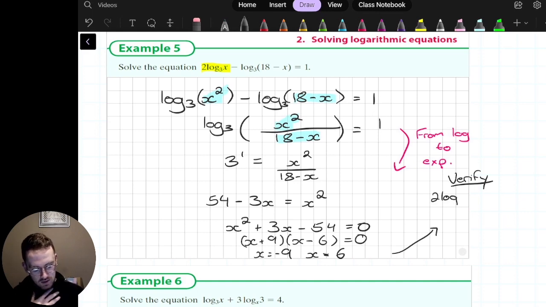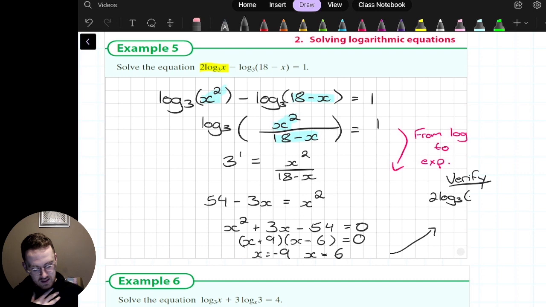2 log to the base 3 of minus 9. Okay. Are we immediately seeing an issue? Can I have log to the base 3 of minus 9? Is there any way that 3 can be to the power of something and give me minus 9? But if we're unsure, we can try it out in our calculator. 3 to the power of log to the base 3 of minus 9, and we get a math error. Okay, so what that means is x equals minus 9 is not a valid solution. Okay, we can't have that solution.